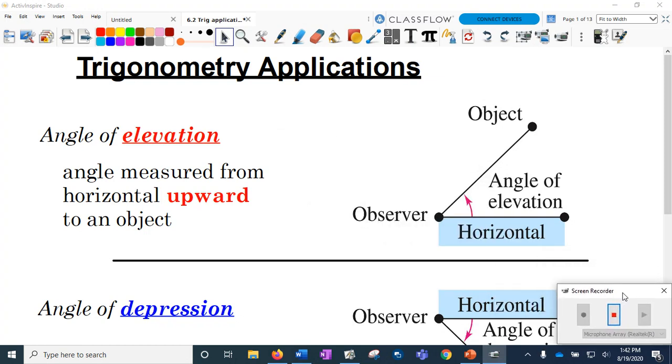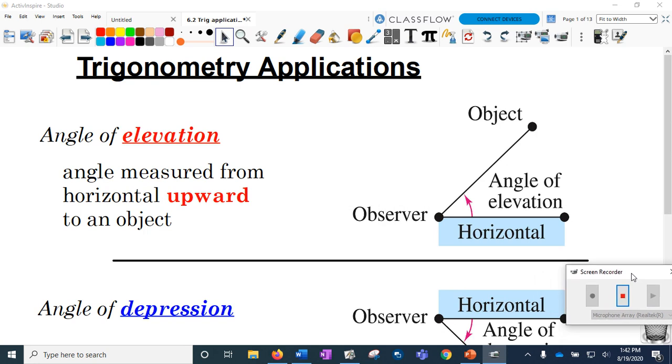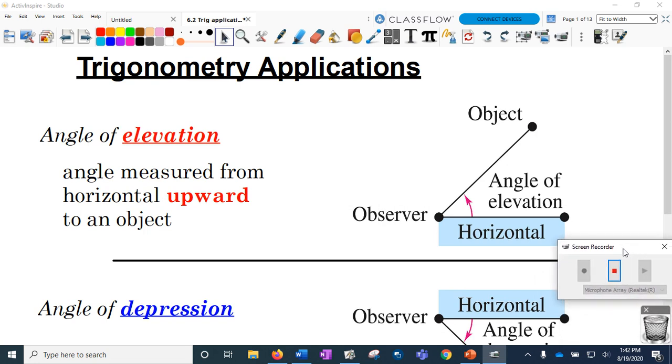All right, how's it going, everybody? We want to talk today about application problems. Now, application problems is just teacher speak for word problems. Okay, we're going to get into the point where we need to apply what we have learned.